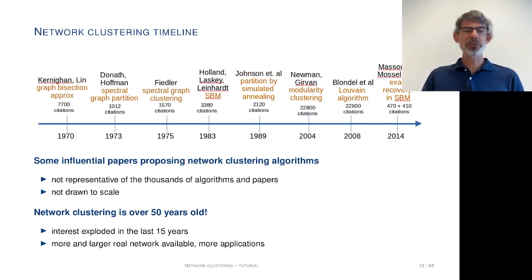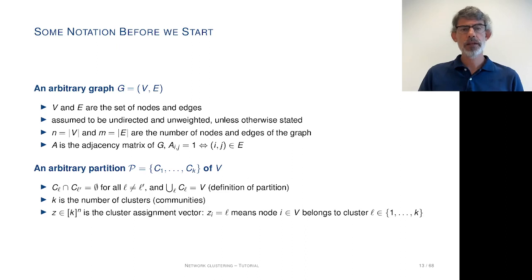And the second thing to note is the timeline is not drawn to scale. So as you can see, network clustering is over 50 years old, and the interest in network clustering has exploded in the last 15 years. And one of the reasons for that is that we have more and larger real networks about pretty much everything, and there are many applications that are trying to reveal information from these networks that have become important in the last 15 years. So before we start, let's define some notation.